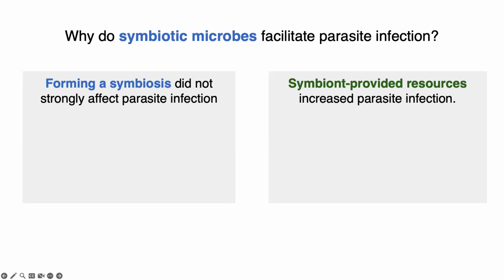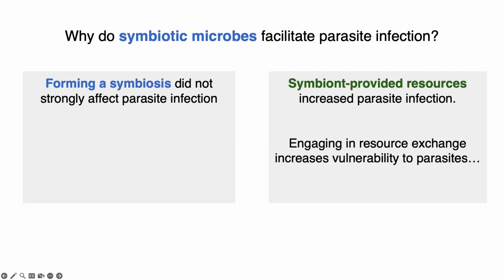overall, at least in the context of this symbiosis, it appears that the effect of forming a symbiosis on parasite infection is much smaller than the effect of resources. So this suggested to us that the role of trade and the role of resource exchange might be a really important factor linking these two interactions. It implies that engaging in resource exchange might increase vulnerability to parasites more broadly. In other words, that this is something that we should think about in other resource exchange mutualisms that, say, humans or other animals or plants engage in. But it also told us that this effect is complex, that the protective versus vulnerable effect of resources can vary depending on the absolute level of resource abundance in the environment.